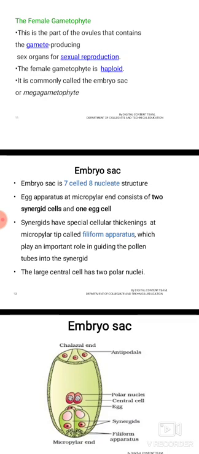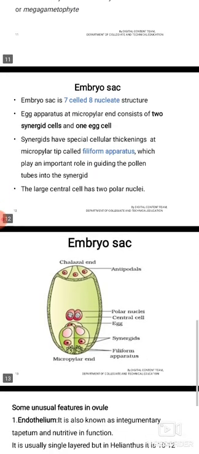The synergids have special cellular thickening at the micropylar tip called the filiform apparatus, which plays an important role in guiding the pollen tubes into synergids. The large central cell has 2 polar nuclei.